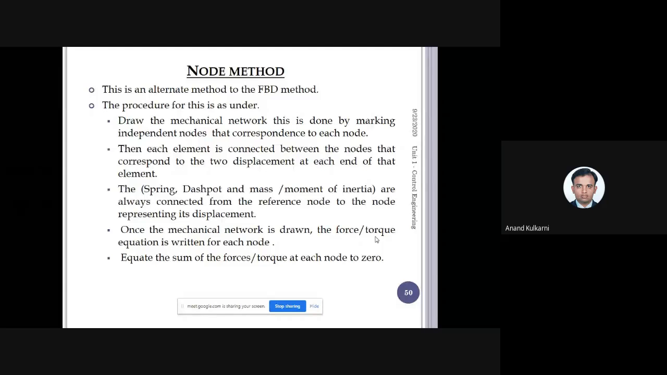How to write the equation for spring mass system, electrical system, by another method, Professor Anand Kulkarni will be continuing. So at present we'll stop it. You take a 15 minutes break and he will start. At 10:50 he will come back. Is it okay?